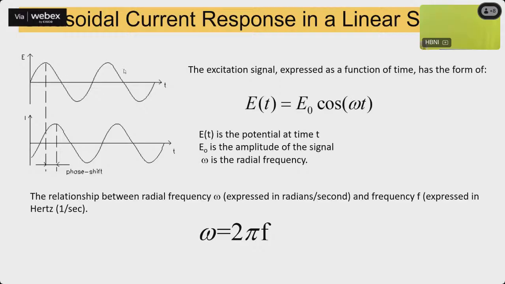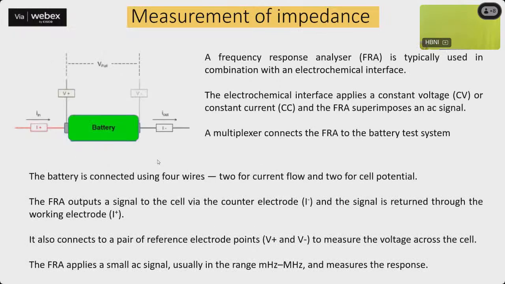So you are applying this kind of a potential, and the resulting current which you get is going to have a phase shift. So how do you measure this impedance? You generally use something known as a frequency response analyzer, used in combination with an electrochemical interface. The electrochemical interface will apply a constant voltage or a constant current, and the FRA, or frequency response analyzer, is going to superimpose an AC signal. A multiplexer will connect this FRA to the battery test system, as you can see over here. The battery is connected using 4 different wires. 2 are for the current flow and 2 are for the voltage.